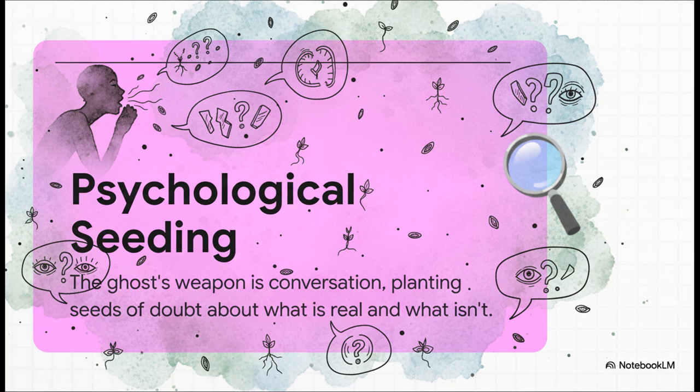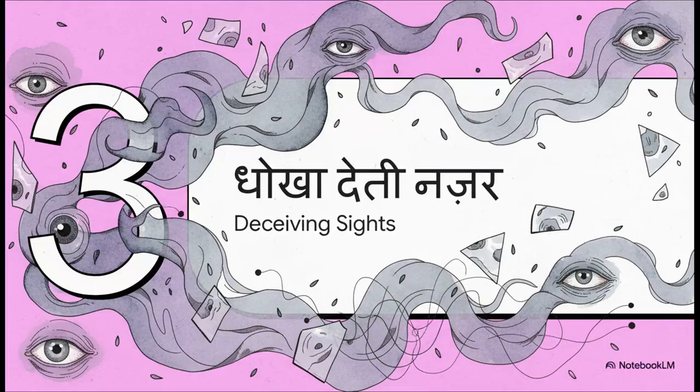So this is a technique you could call psychological seeding. See, this entity doesn't jump out and yell boo. His weapon is his voice, his words. And it's so much more effective because it makes the victim a part of their own terror. He's just methodically planting these little seeds of doubt until she can't even trust what she's seen with her own eyes. And this is where things really start to spiral.